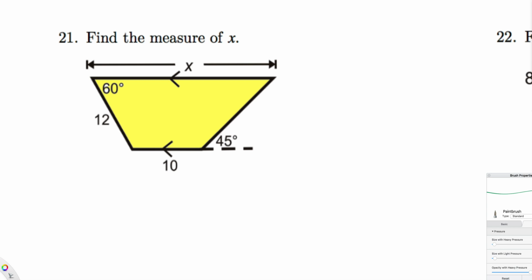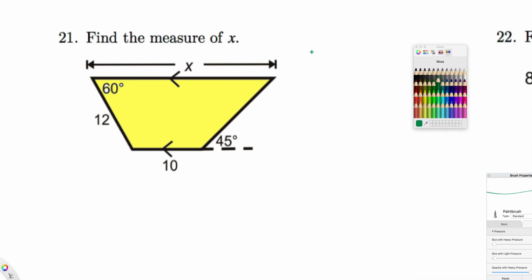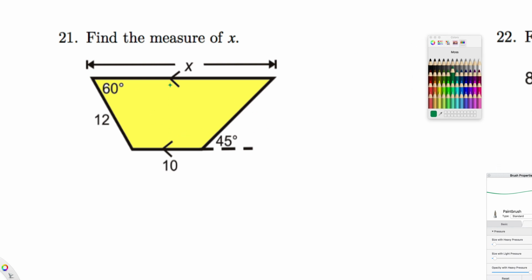As we look at number 21, we see that this is actually not a triangle. This is a trapezoid. We have a quadrilateral with one pair of parallel sides. So we need to turn this into something that we recognize and can work with. We see a 60 and we see a 45, so let's work with this and cut this up into triangles.